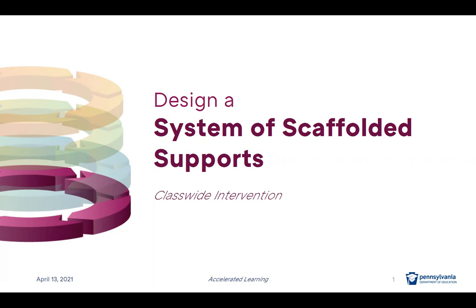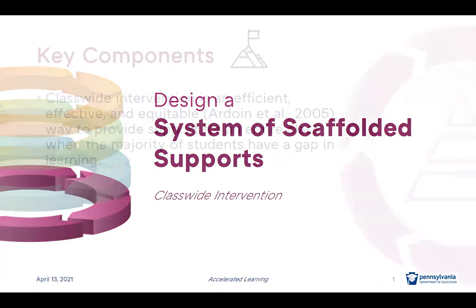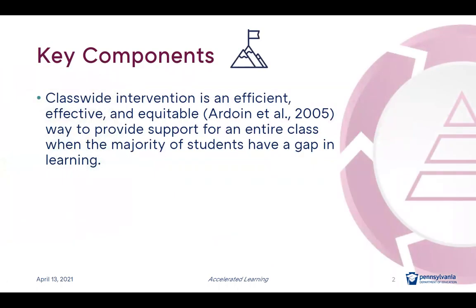This session is in the Design a System of Scaffolded Supports, where we will focus on class-wide intervention. As we think about key components of class-wide intervention, class-wide intervention is an efficient, effective, and equitable way to provide support for an entire class of students when the majority of those students have a gap in their learning. As we'll talk about shortly, we can determine this by looking at the median score for a student in a class.